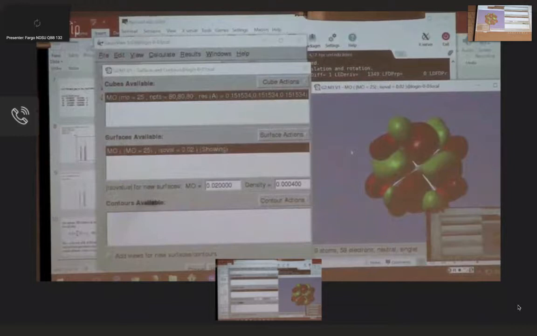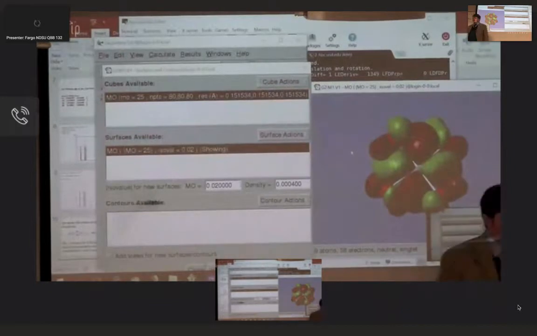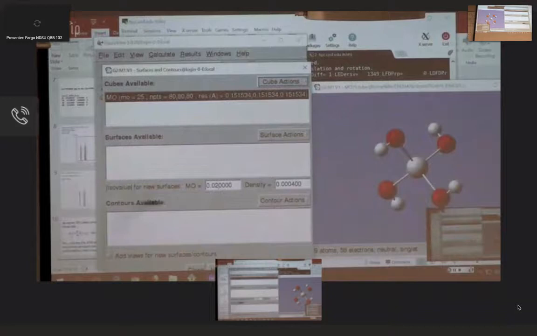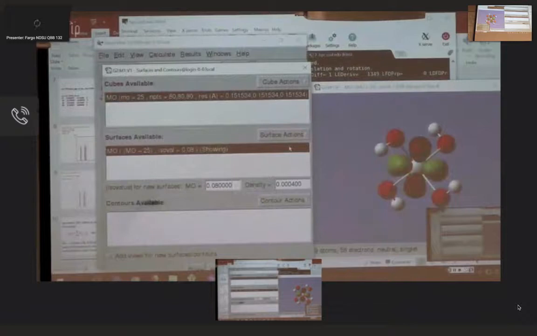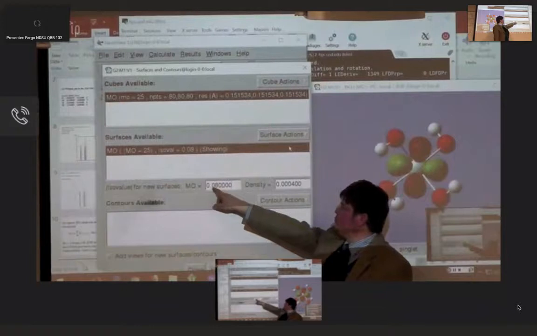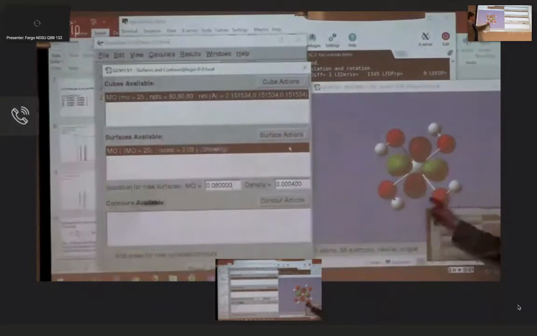So if your aesthetic feeling suffers, if you think that it is too ugly and it just occupies all space and you are not happy with the visual appearance, what you can do is hide or remove the surface and increase the ISO value maybe 4 times and then redraw the orbital. So I changed this number from 0.02 to 0.08, 4 times bigger, and redrew the orbital.